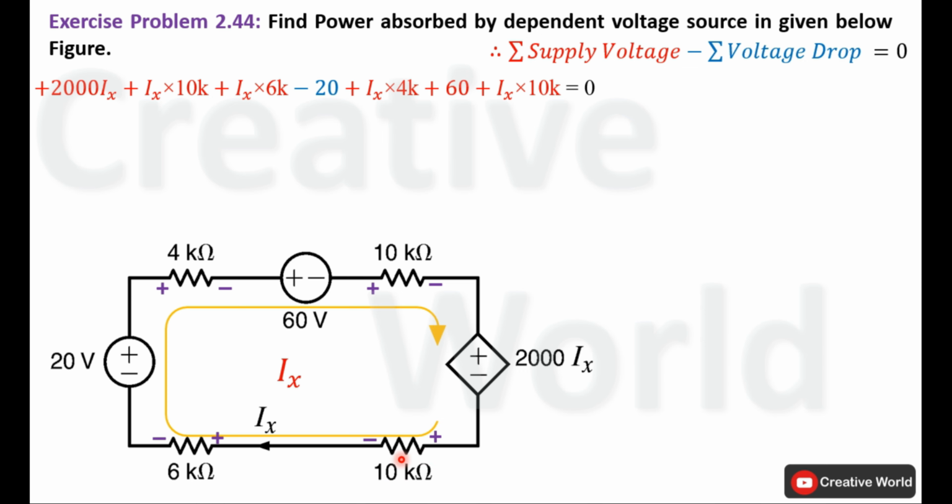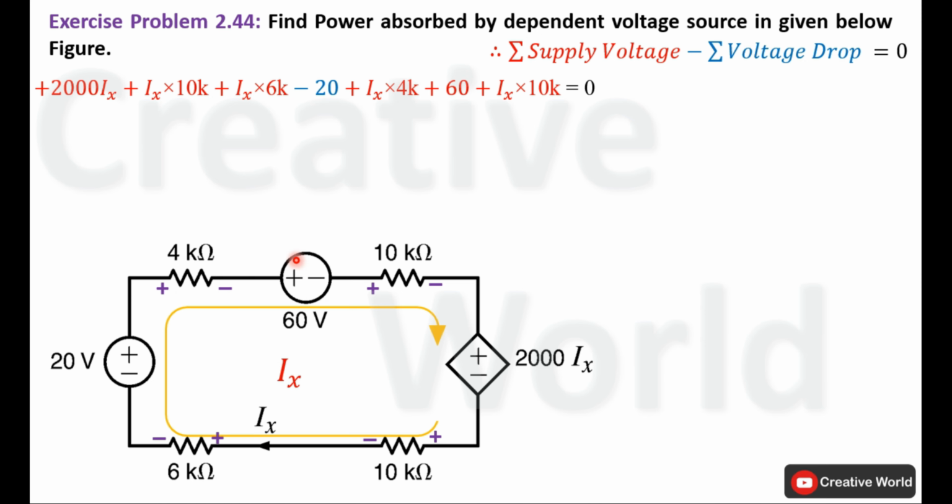Current entering terminal is positive, so voltage across this 10 kilo ohm resistance, that is the product of current Ix and the value of resistance 10 kilo ohm, will be taken with positive sign. Next is 6 kilo ohm resistance. Current entering terminal is positive, so the product of Ix and 6 kilo ohm will be taken with positive sign. Next is 20 volt source. The current entering terminal is negative, so 20 volt will be taken with minus sign. Next is 4 kilo ohm resistance. Current entering terminal is positive, so the product of 4 kilo ohm and Ix will be taken with positive sign.